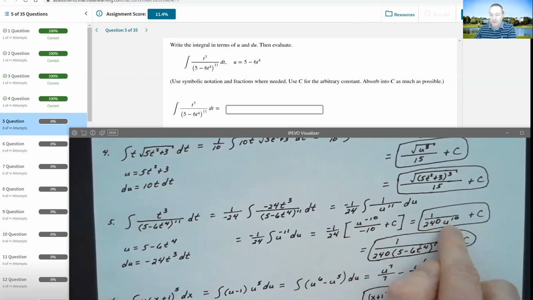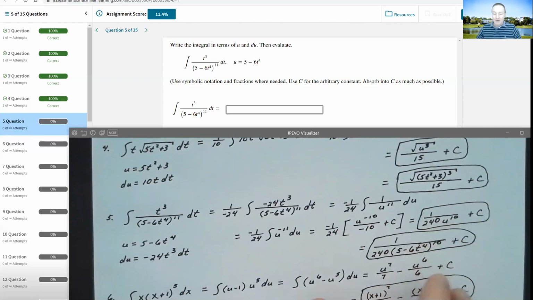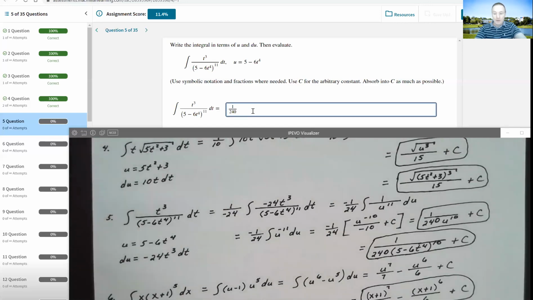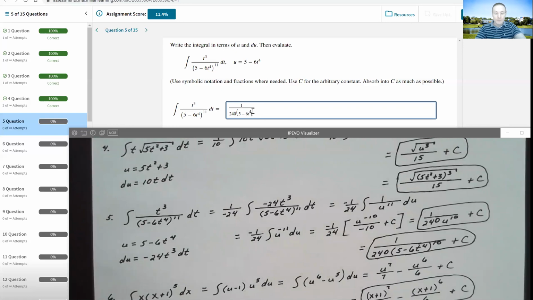And I know that the u belongs in the denominator to the positive 10th power. When I put that into terms of t, I'll get 1 over 240 times the group 5 minus 6t to the 4th raised to the 10th plus our constant of integration. So this one shouldn't be bad at all. 1 over 240. And we have times the group 5 minus 6t raised to the 4th. We'll close out that group, and then we know that group is raised to the 10th power in the denominator. Then we'll arrow over plus the constant of integration. Gorgeous answer.